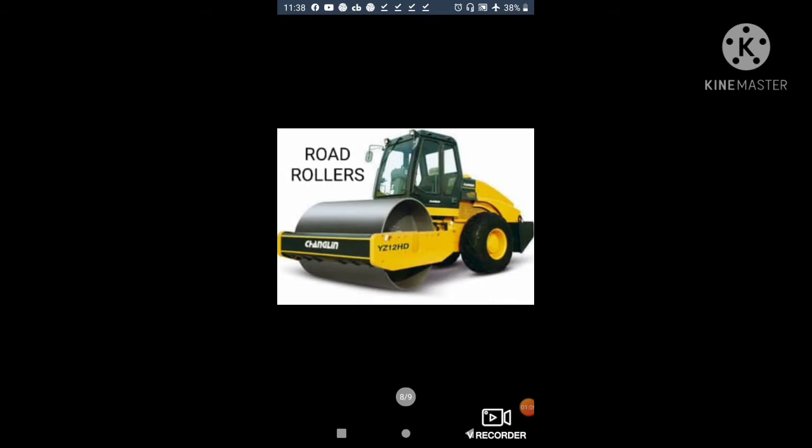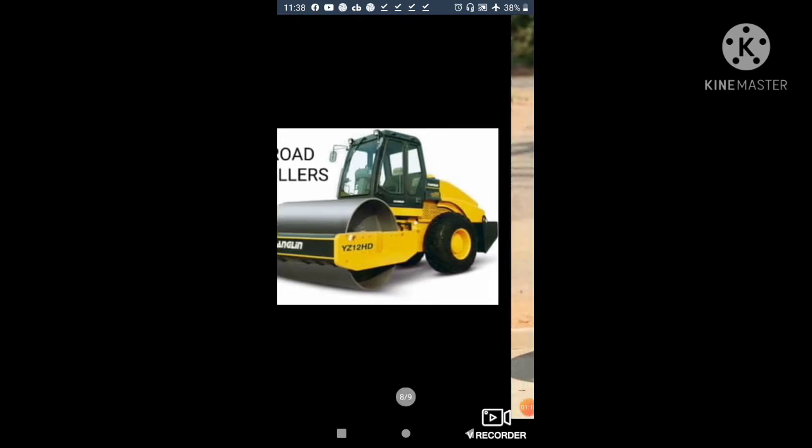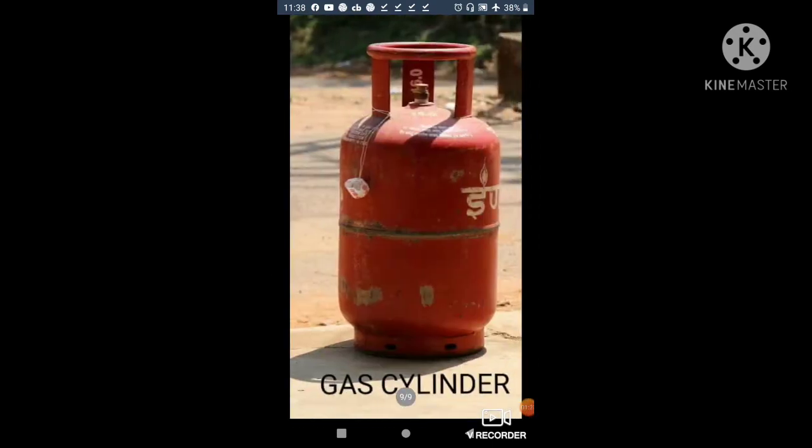Then road rollers, which are used to prepare the roads. You can see downside here, this black one is in circular shape. So these all shapes are cylinders. Then the most famous is your gas cylinder, which we are using at our house. The gas cylinder is also an example of cylindrical shape. So now we'll talk about its formula and how it forms.